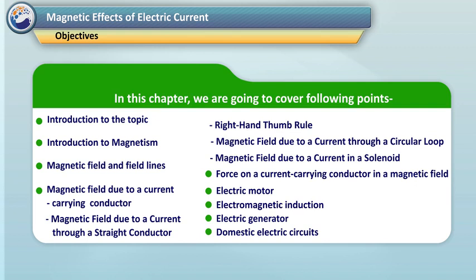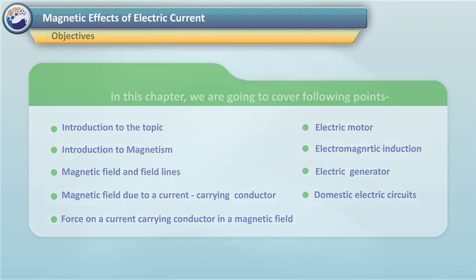Introduction to the topic. Introduction to magnetism. Magnetic field and field lines. Magnetic field due to a current carrying conductor. Magnetic field due to a current through a straight conductor. Right-hand thumb rule. Magnetic field due to a current through a circular loop. Magnetic field due to a current in a solenoid. Force on a current carrying conductor in a magnetic field. Electric motor. Electromagnetic induction. Electric generator. Domestic electric circuits.